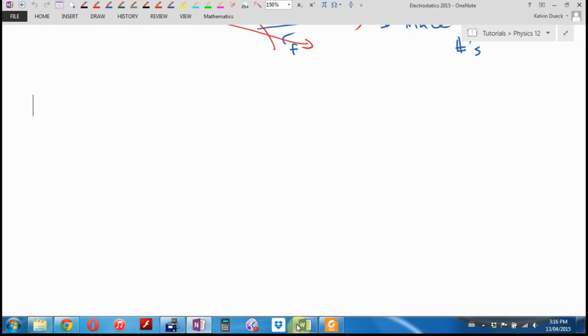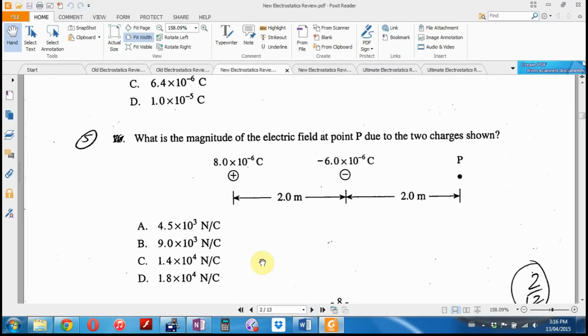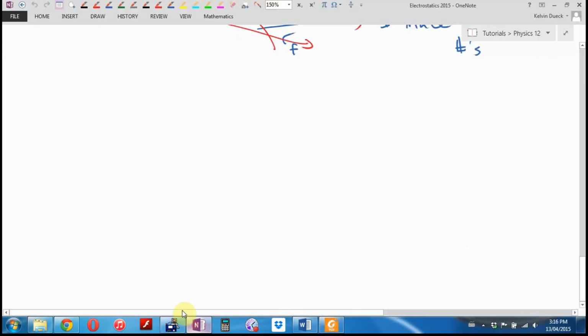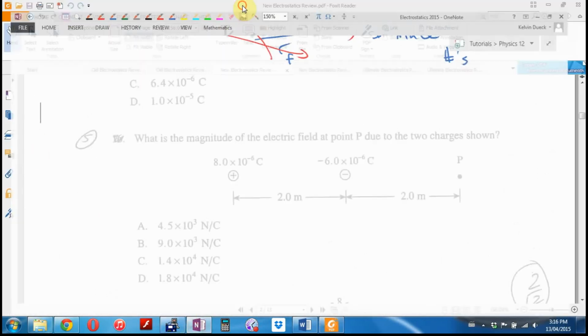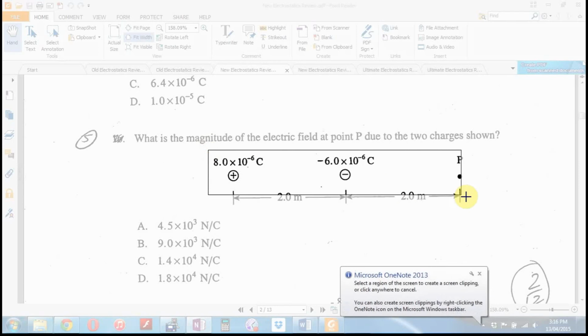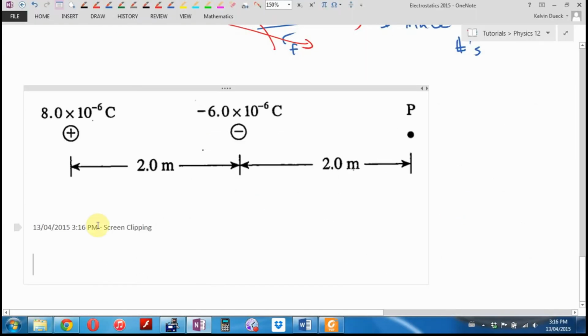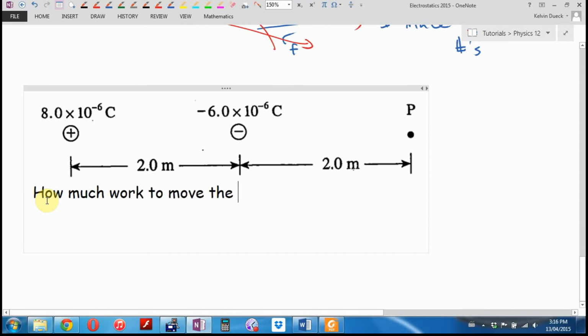In fact, I think I have this in a diagram, Mr. Dueck, don't I? Sure. Same picture. How much work to move the negative charge to location P? So here'd be another question I could ask. How much work to move that negative charge? Does it want to go to location P?